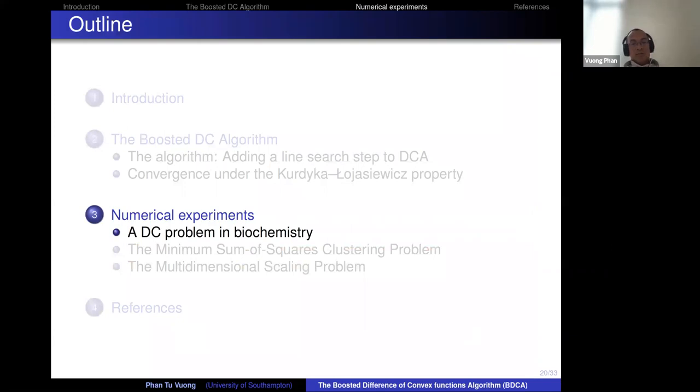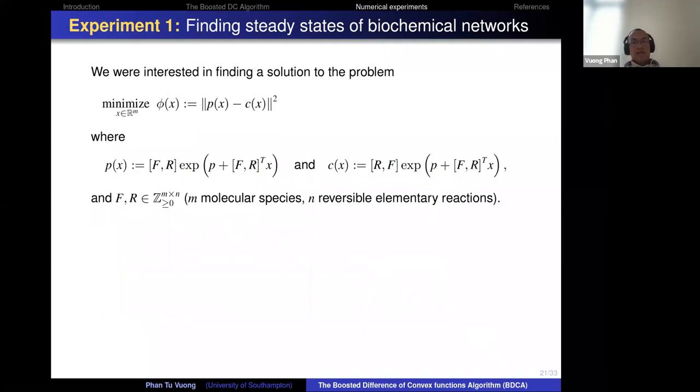Okay, we come to the numerical experiments. The first experiment is finding the steady state of a biochemical reaction network. So basically, this is the starting point of our collaboration, where we were both postdocs at the Luxembourg Center for Systems Biomedicine. I think Phan presented this one in Rio, in Brazil, 6 years ago or something.